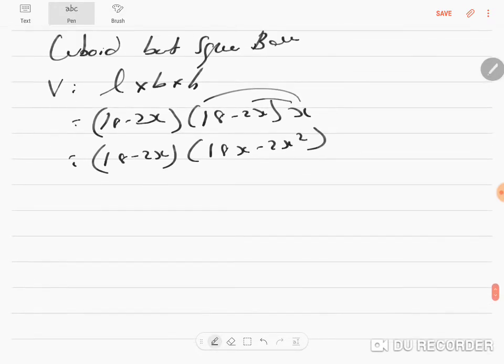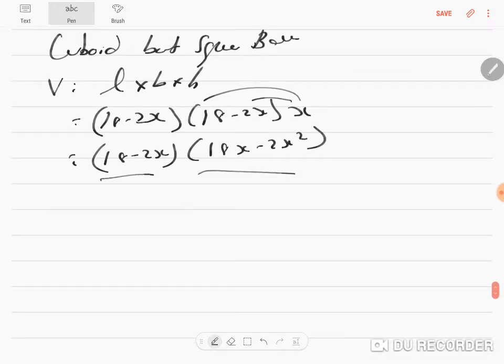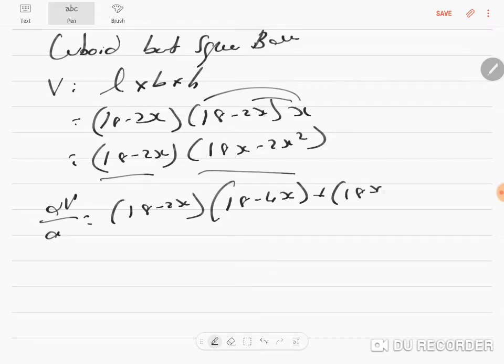Now take this in and multiply. This is u and v. dv by dx is equal to: write the first one as it is, differentiate the second one, 18 minus 4x, plus write the second one as it is, 18 minus 2x square, and differentiate the first one, minus 2. So now let's try to solve this, before equating it to 0.